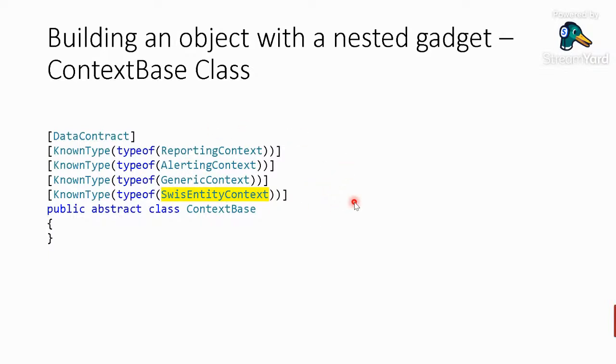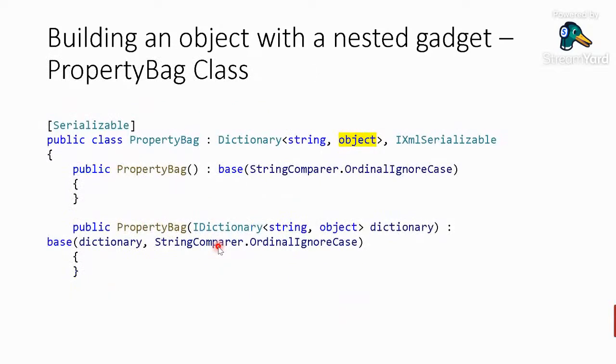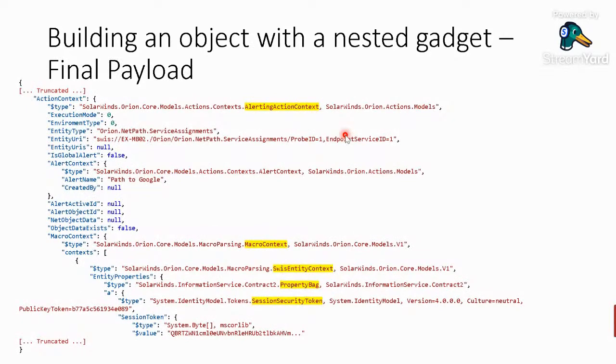If we choose to look through SwissEntityContext, it has a member of type PropertyBag. And one more down the rabbit hole, we reach PropertyBag, which inherits from a dictionary that maps strings to objects. Now we see something that's interesting. Okay, we can put an arbitrary object into this dictionary. That's exactly what we wanted. And this is what the full payload looks like.